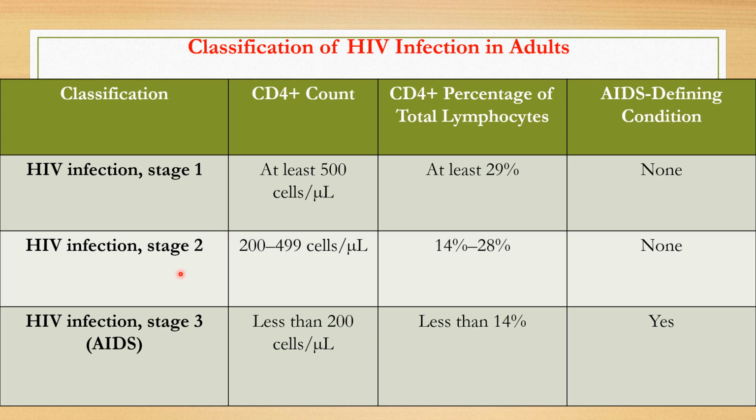In stage 2 of HIV, there is 200 to 499 cells per microliter of CD4 plus count and CD4 plus percentage of total lymphocytes is 14% to 28%. There is no AIDS defining condition. In HIV infection stage 3, which is known as AIDS, there is less than 200 cells per microliter of CD4 plus count and less than 14% CD4 plus percentage of total lymphocytes, and yes, there is an AIDS defining condition.